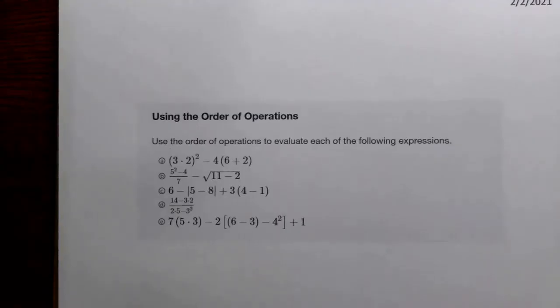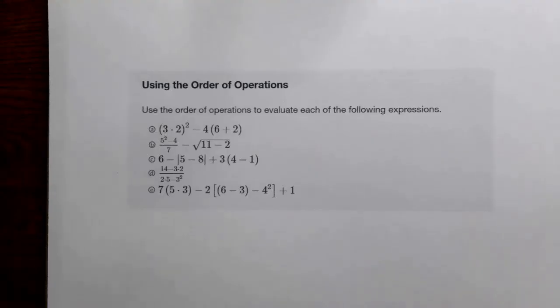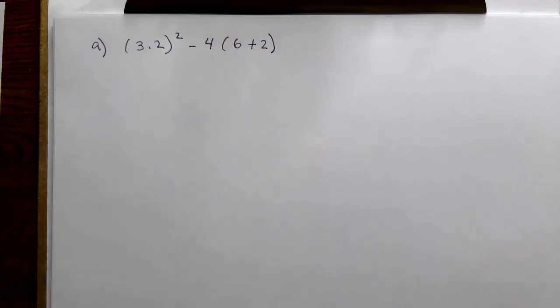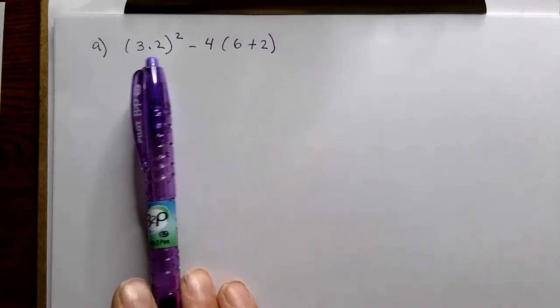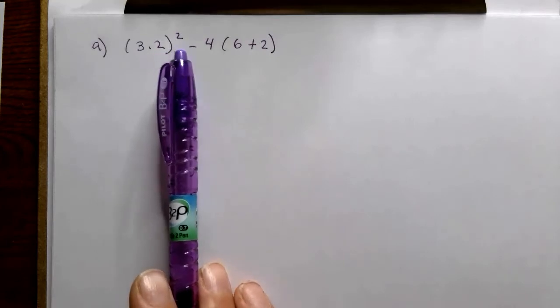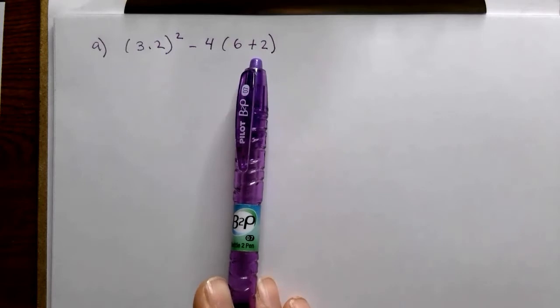And here are some examples that I'm going to go over. Let's start with the first one. You may pause the video here if you want to write them all out. I will be writing them out one by one. Okay, so the first one: 3 times 2 in parentheses squared minus 4 times 6 plus 2 in parentheses.